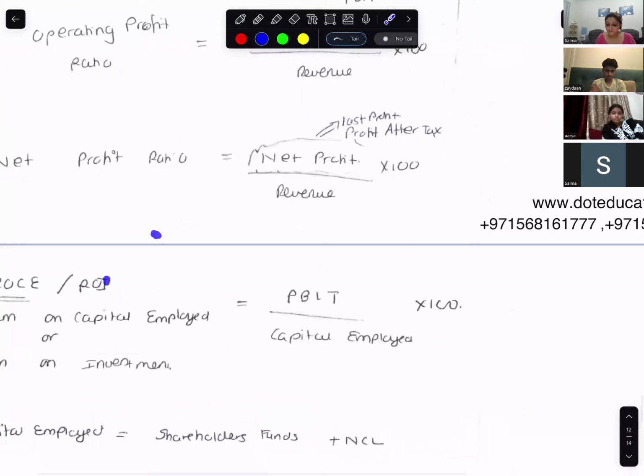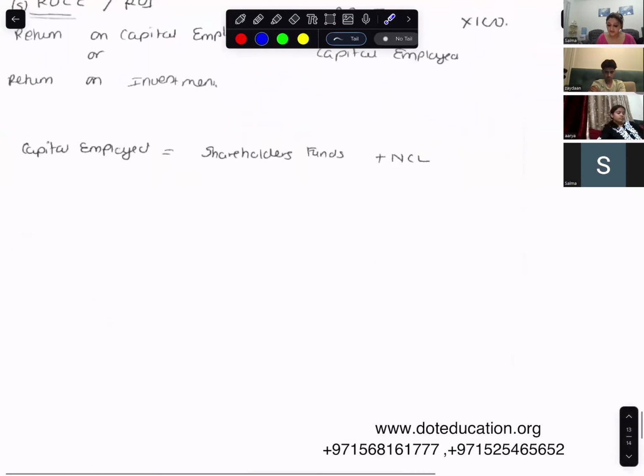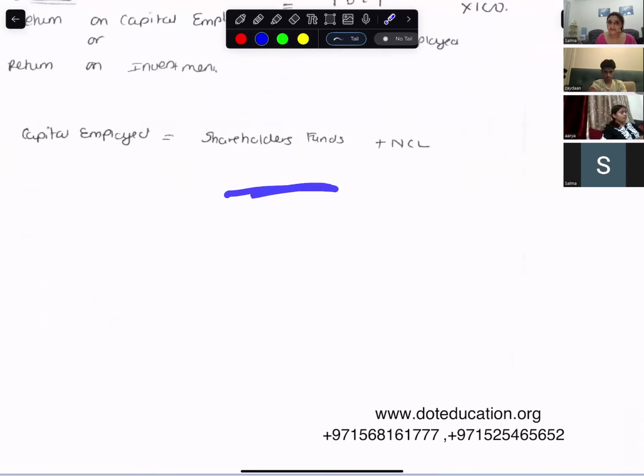Net profit ratio, the last profit that you get over revenue into 100. Return on capital employed or return on investment, it means the same thing. Formula for this is profit before interest and tax over capital employed into 100. How do you get your capital employed? It is shareholders funds plus your non-current liabilities. Are you with me? You know all the formulas? We've done all the formulas.